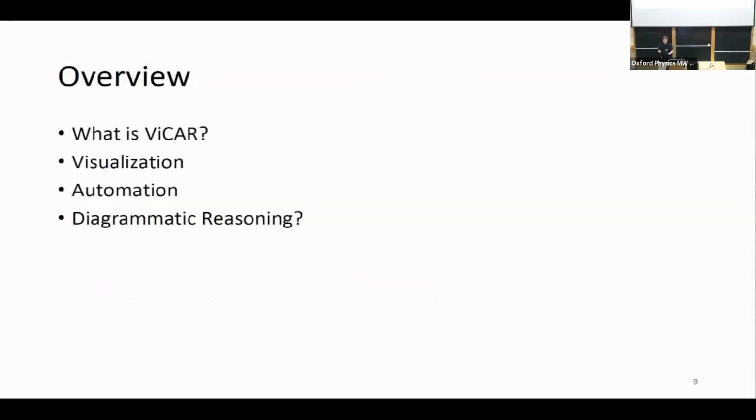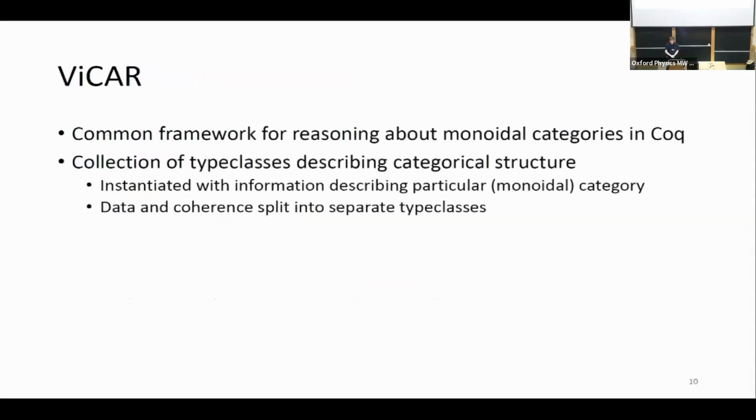So I'm going to talk about, first of all, what is ViCAR, and then the visualization we get out of it, some of the automation to get a little bit closer to diagrammatic reasoning, and then the question of diagrammatic reasoning in proof assistants. So first of all, what is ViCAR? It's, again, a common framework for reasoning about monoidal categories in the Coq proof assistant, and that takes the form of a collection of type classes where you can declare what categorical structure a particular type has. So you describe what are the morphisms, what is composition, all that.